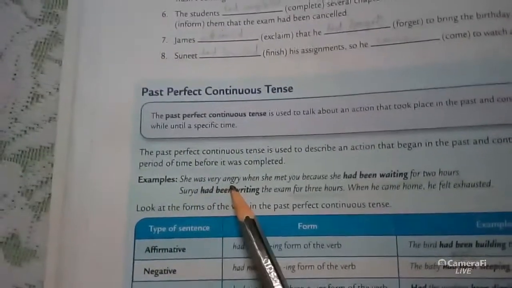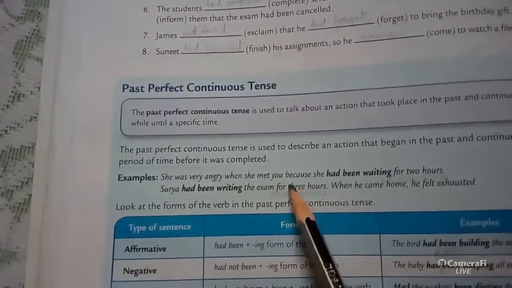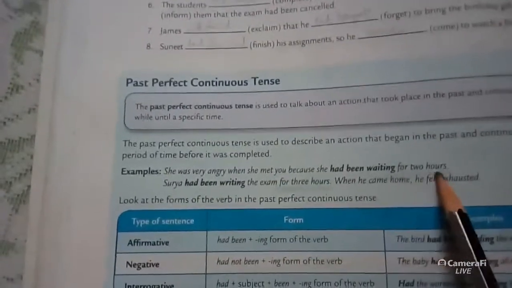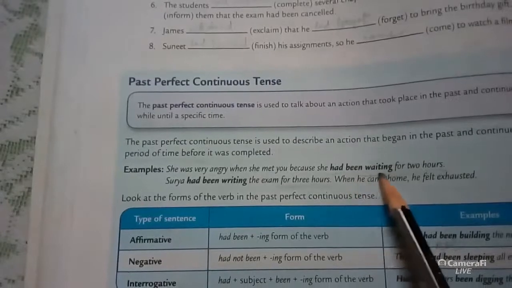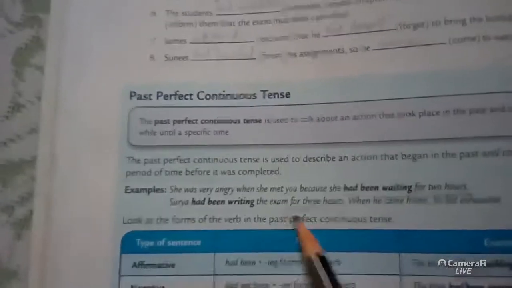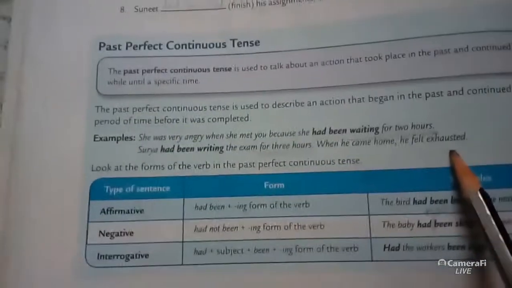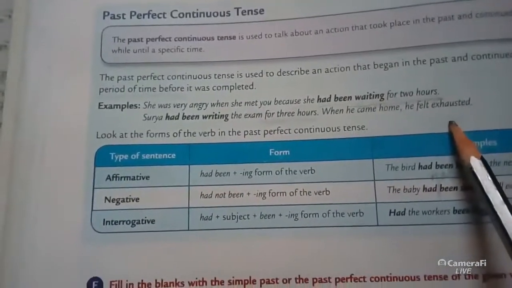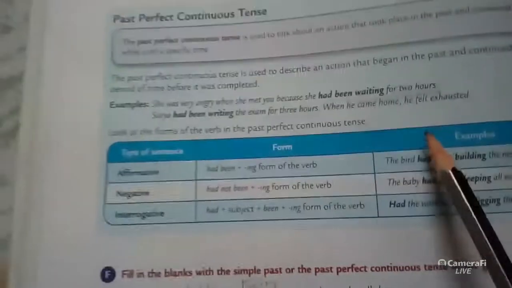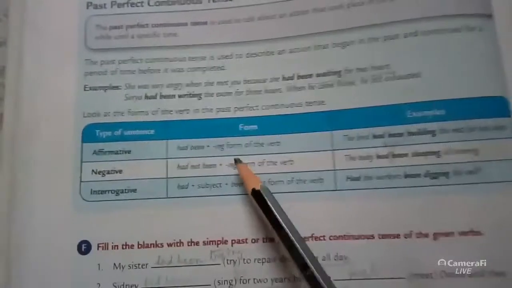Example: she was very angry when she met you because she had been waiting for 2 hours. Because she was waiting for you for 2 hours, so she was angry. Surya had been writing the exam for 3 hours. When she came home, she felt exhausted. Okay? So, affirmative, negative and interrogative forms.